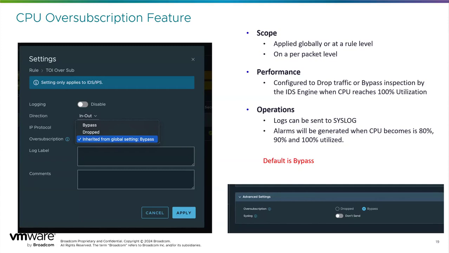Now, logs can be sent to syslog, Aria Operations for Logs, Splunk, whatever you'd like. Alarms will be generated at 80%, 90%, and 100% utilization. All you have to do is click the syslog button over to the right to enable that feature. But again, let me stress, the default is bypass.